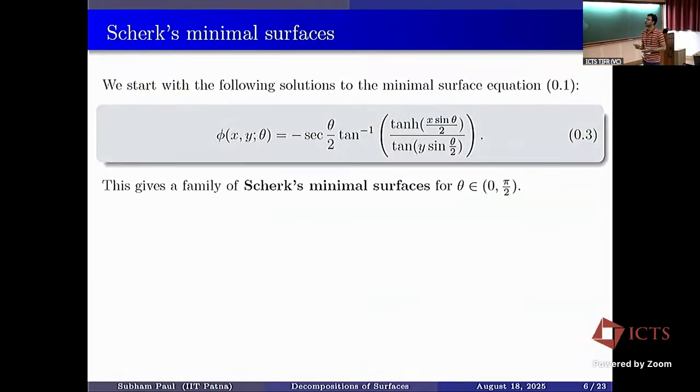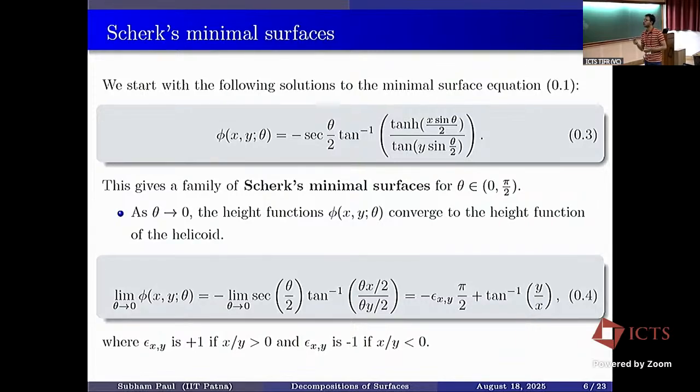So let's start with Scherk's minimal surface. It was first found by Heinrich Scherk in 1835, and this is the equation. This is the one-parameter family of Scherk's minimal surfaces, presented by equation 0.3, and the parameter ranges from 0 to pi by 2. Now we can see that if theta, the parameter, tends to 0, the height function phi will converge to the height function of the helicoid. You can see this from equation 0.4.